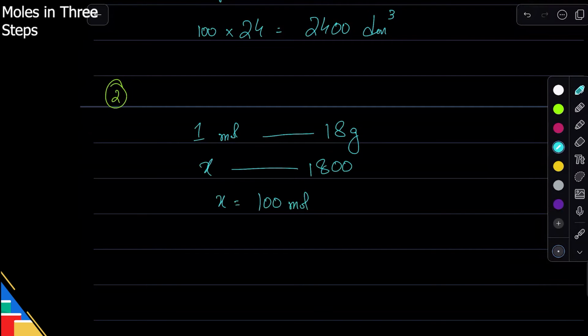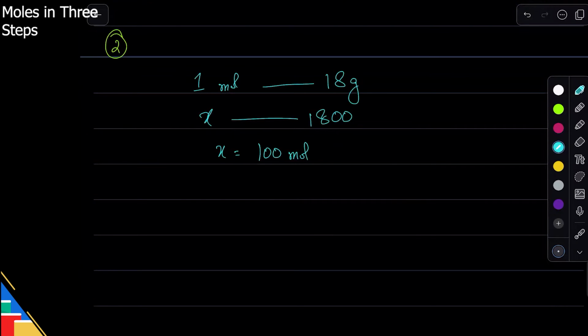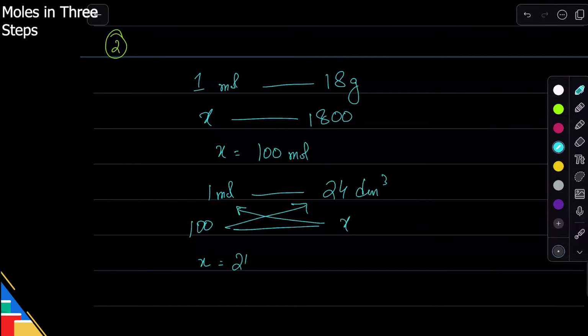And then from here, I can be like, okay, I have 100 moles. Conversion, how is 1 mole? 1 mole is 24 dm cube for any gas. And so what will 100 moles equal to? X. Cross multiply. And X is equal to 24 times 100, 2400 dm cube. So through the ratio method, I can get the same answer.